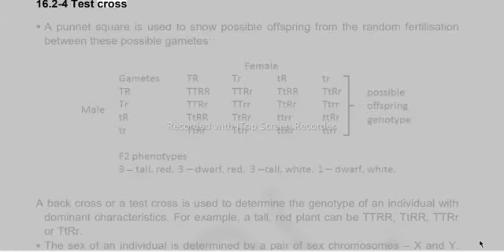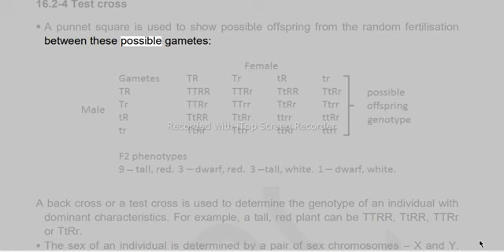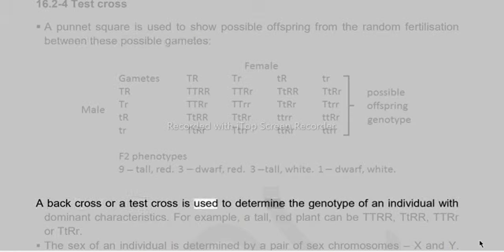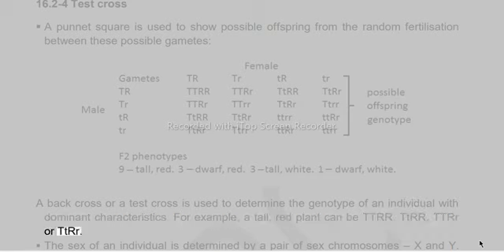16.2.4 Test cross. A Punnett square is used to show possible offspring from the random fertilization between these possible gametes. A backcross or a test cross is used to determine the genotype of an individual with dominant characteristics. For example, a tall, red plant can be TTRR, TTRr, TtRR, or TtRr.